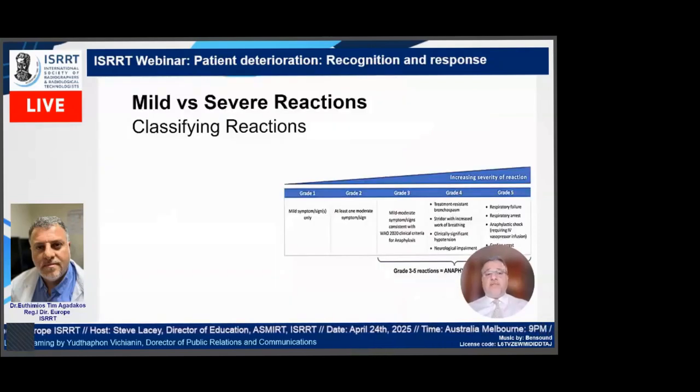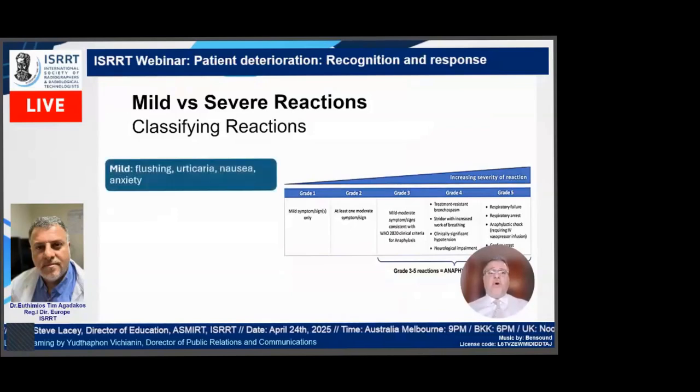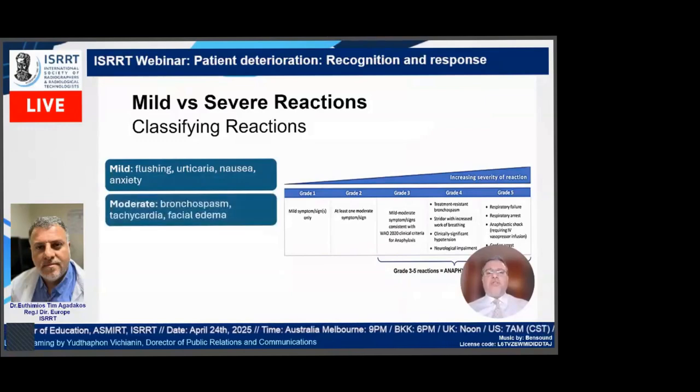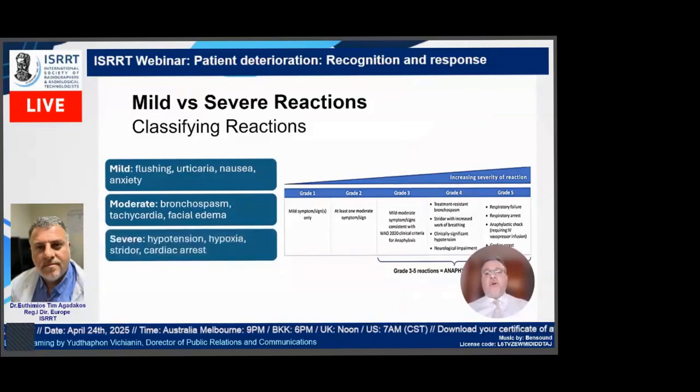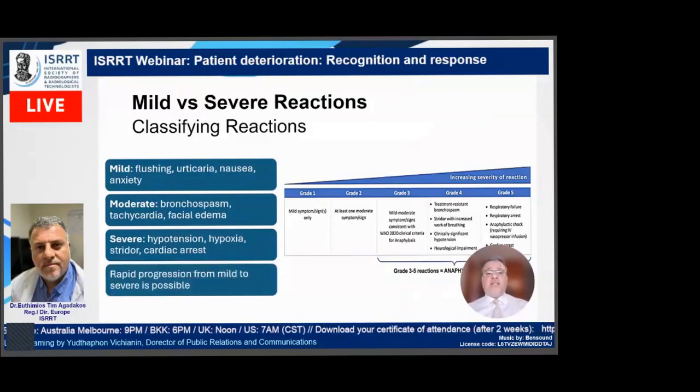So it's critical to classify reactions properly, but always be ready for escalation. Mild reactions might just look like nausea or flushing, but if you see shortness of breath, wheezing, or swelling, you're already moving into moderate or severe territory. Severe reactions involve airway compromise, circulatory collapse, or even cardiac arrest. Even what starts as a mild rash can snowball into a full-blown crisis in under a minute.